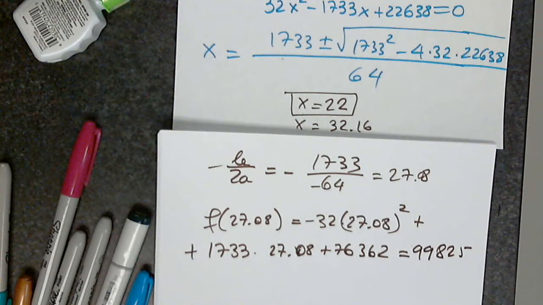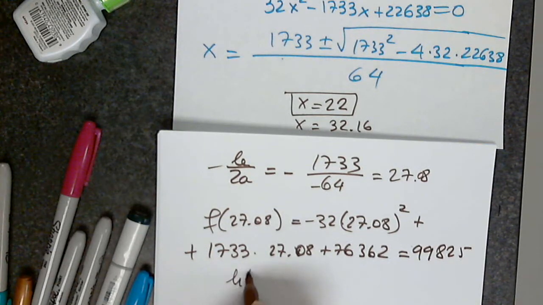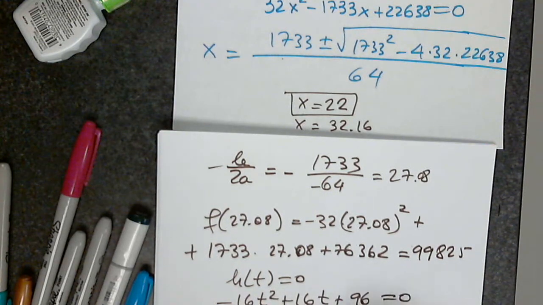What about problem 5? Do we need anything in problem 5? Yes. Okay. So the function in feet represents the height of a ball thrown upward. Find when the ball will reach the ground. Reaching the ground means the height is 0. So negative 16t squared plus 16t plus 96 equals 0.